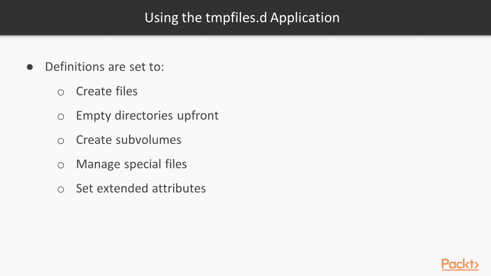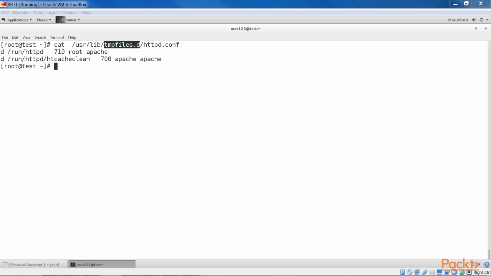The definitions can go much further than just directory creation. Through the tmpfiles.d application, definitions can be set to create files, empty directories up front, create subvolumes, manage special files such as symbolic links or block devices, set extended attributes, and more. One of its features is to set the file mode and ownership and restore the SELinux context on a file (z) or recursively against a location (Z).